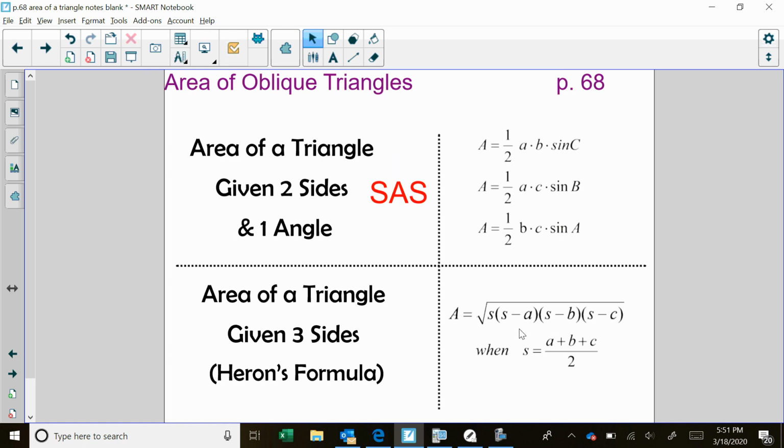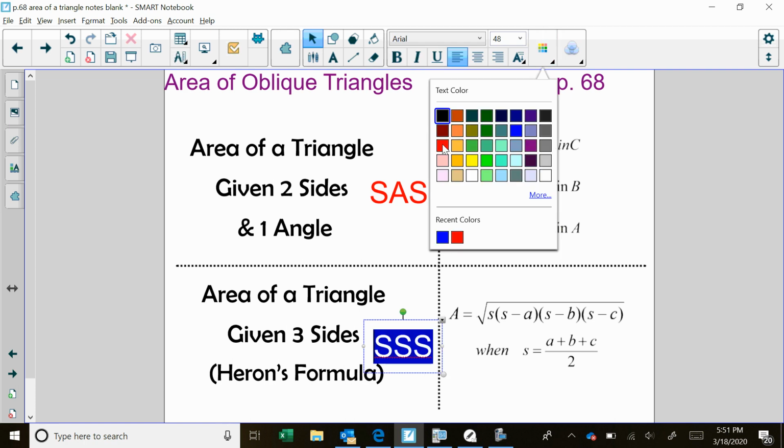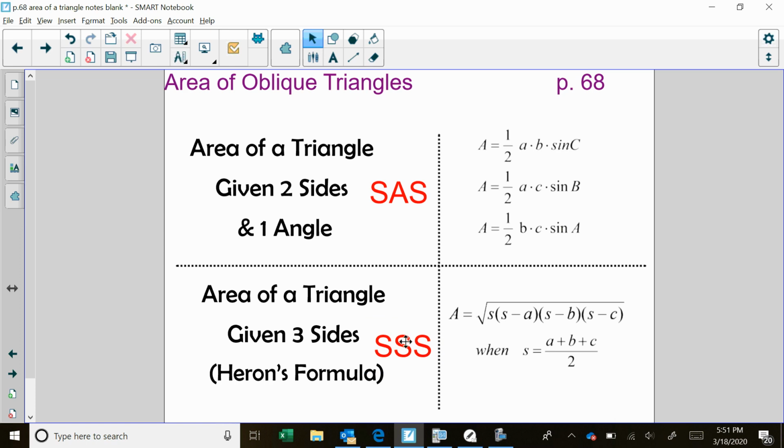And this is a side-side-side triangle formula. So there's really just two different types of triangles that we can do here. We've got a side angle side and a side-side-side. So this is probably where you want to pause the video for a moment, copy this stuff down, and get back with me here in just a minute.